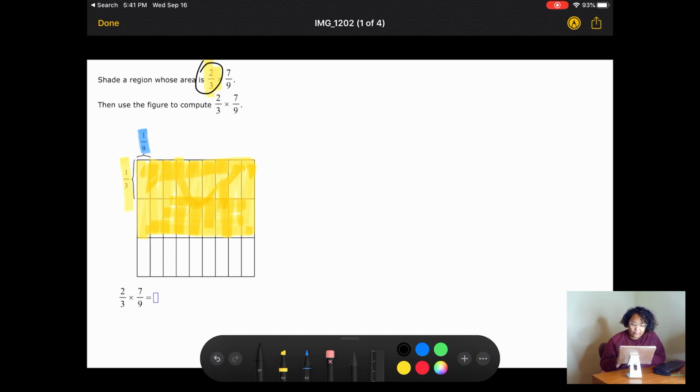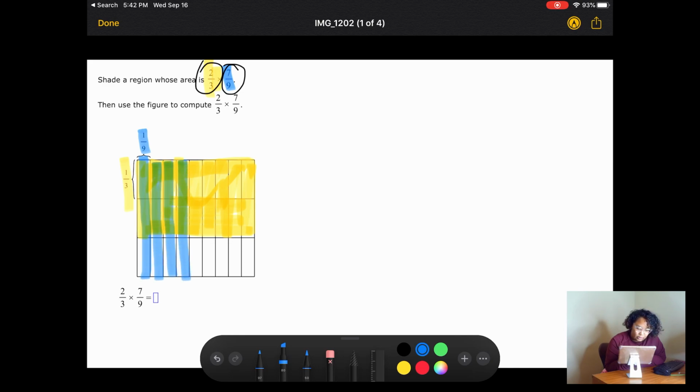On the flip side, we also have 7/9. So in blue, I'm going to fill in 7/9 of that. So we're going to go down 1, 2, 3, 4, 5, 6, and 7. Okay. So the way that an area model works is that students will then go and count up how many of those boxes are shaded by both of those colors. That's why some students get a little confused with it, because they're usually only given one color.